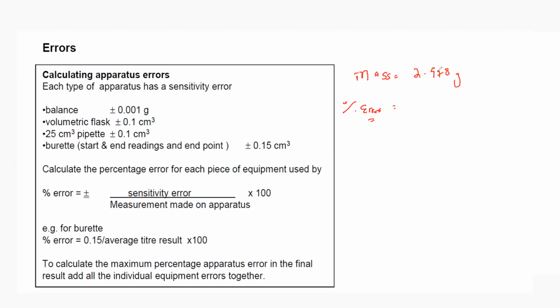The percentage error is the sensitivity error or the least count. The sensitivity error for a balance, because mass is measured by a balance, is 0.001. So 0.001 divided by the value which we recorded using the balance, that is 2.978, multiplied by 100. So it will be 0.001 multiplied by 100, divided by 2.978. It comes out to be 0.03%.